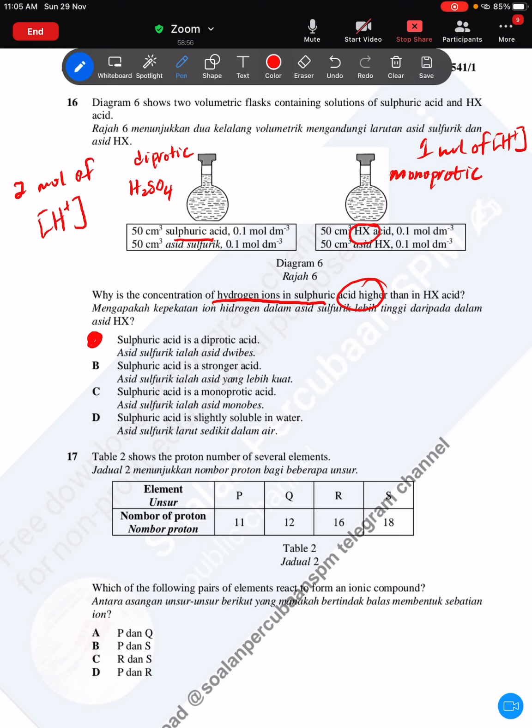A table to show the proton numbers of several elements. If I were you, I would do the electron arrangement: 2.8.1, 2.8.2, 2.8.6, 2.8.8. Now look at the question.